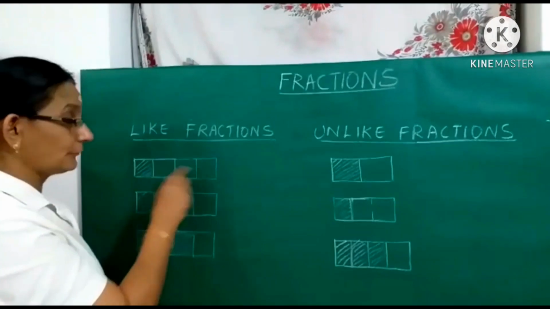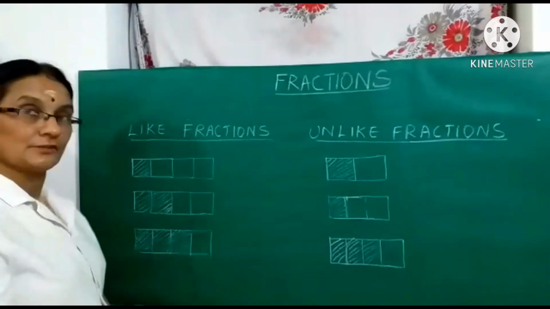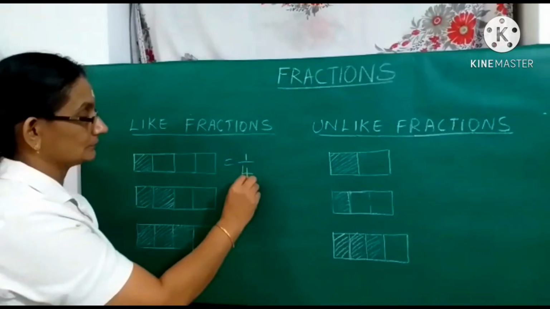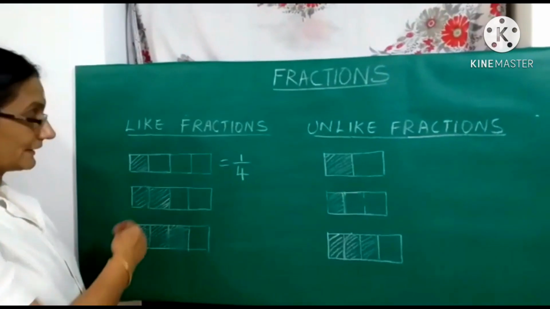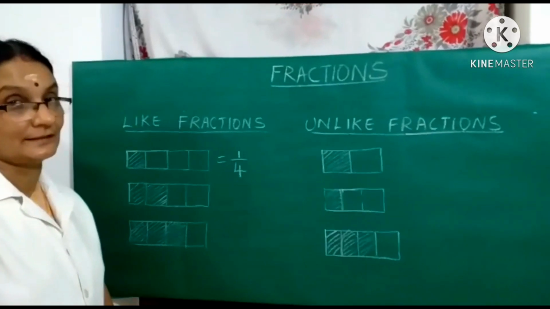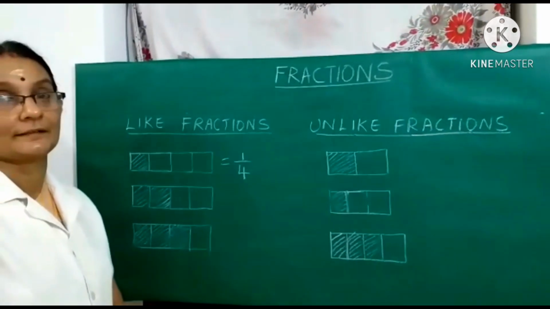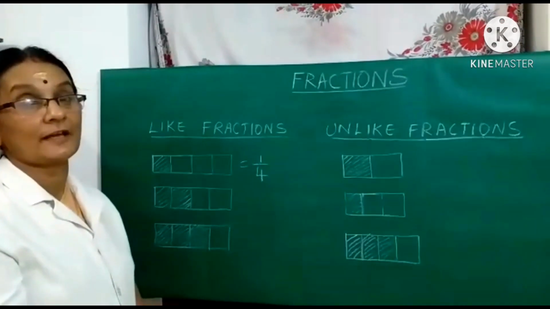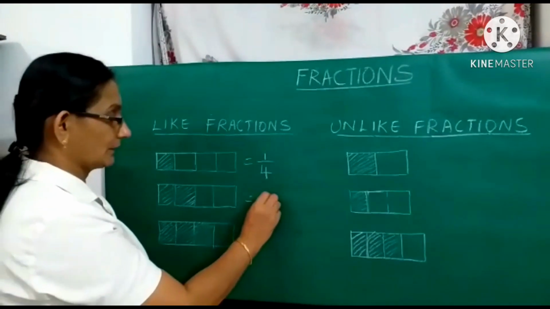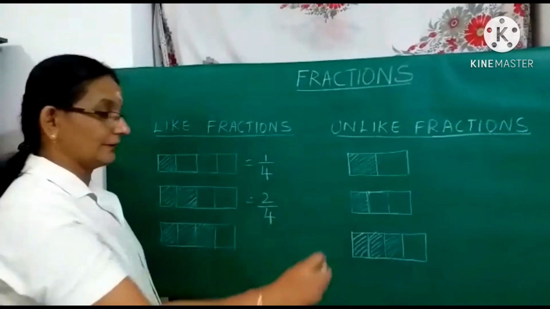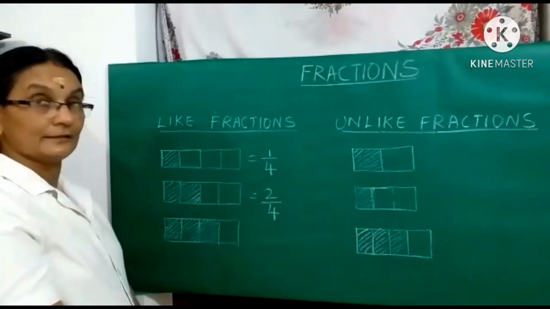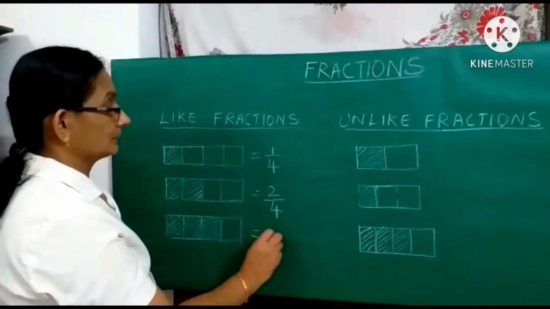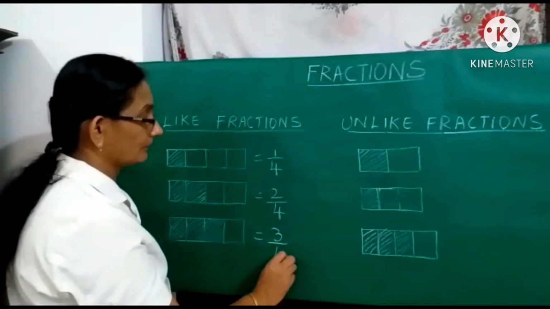Yes. There are 4 parts in it and 1 part is shaded. So the fraction is 1 by 4. Now, what about the second one? Yes, there are 2 parts shaded and there are totally 4 parts in it. So, we can write the fraction as 2 by 4. Isn't it? Now, next, see, there are 4 parts and 3 parts are shaded. And so, the fraction is 3 by 4.